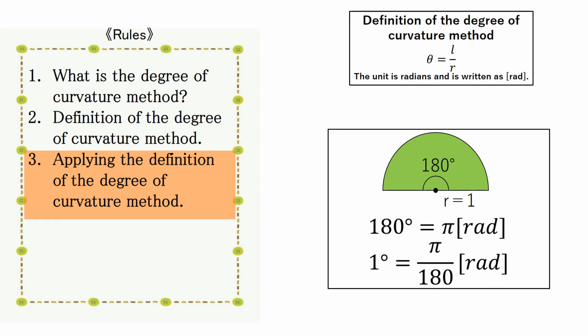From the previous example, we know that 180 degrees equals pi rad. Therefore, the following relationship between the degree method and degree of curvature method holds true. 1 degree equals pi over 180 rad.